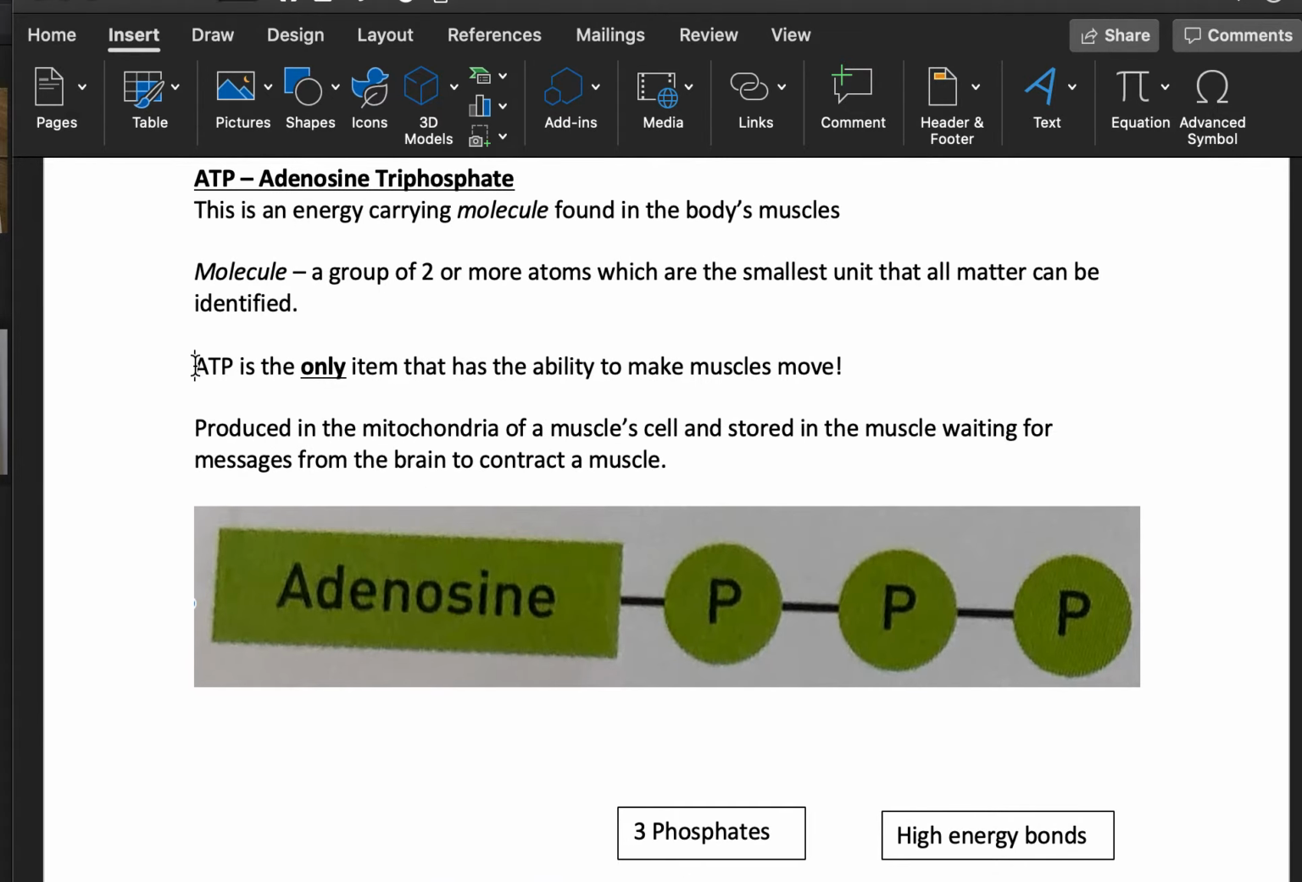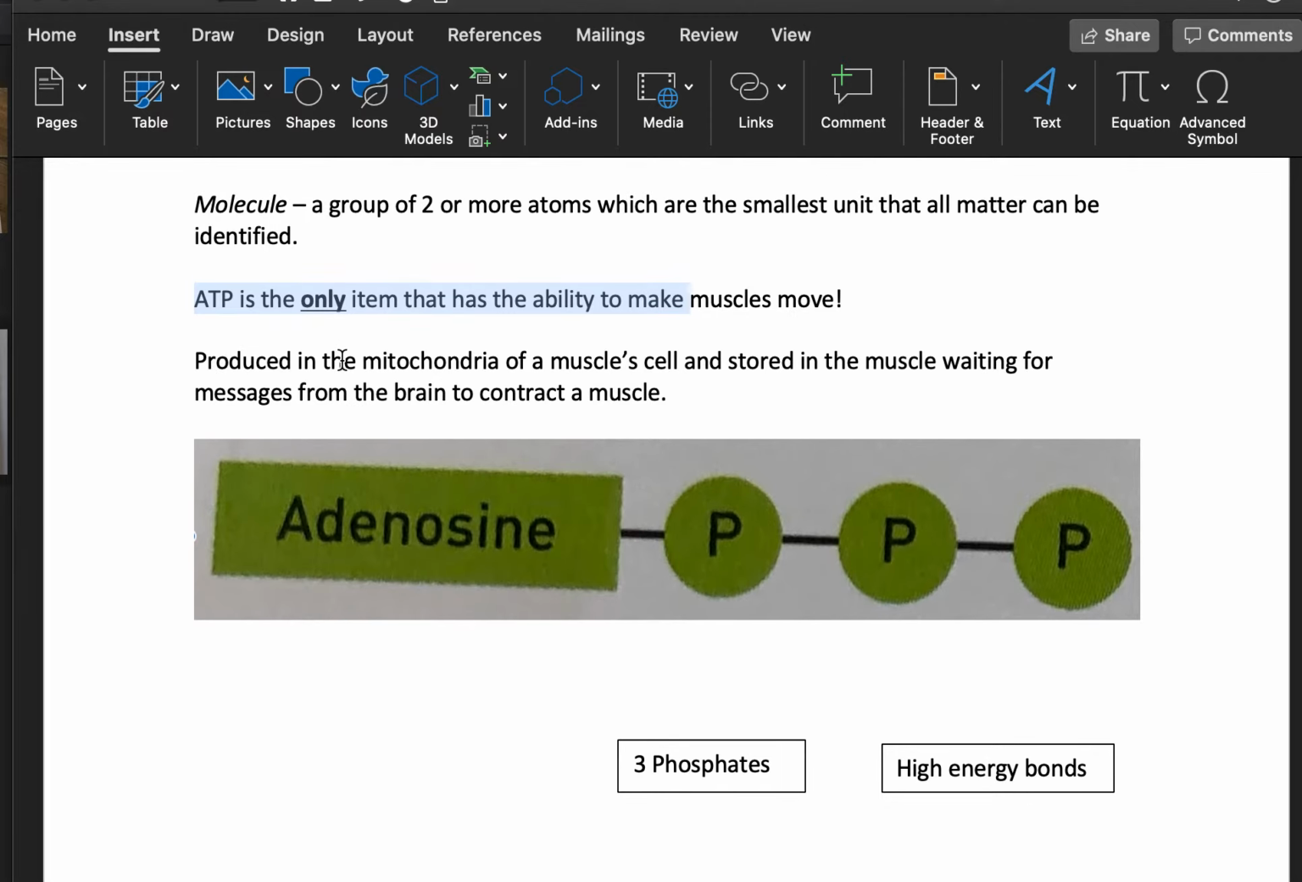It's really important to note right now that ATP is the only molecule found inside the human body that is able to make muscles move. We talk about carbs giving us energy, sugars, different foods. We're going to get to all that. However, ATP is the only thing that is able to make muscles move.